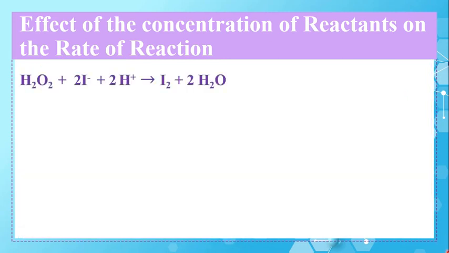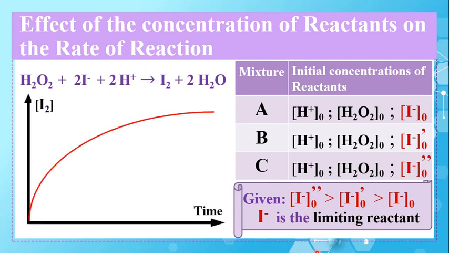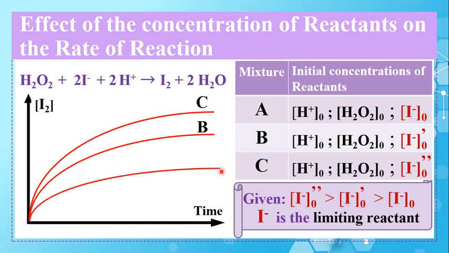For the same reaction, if I minus was the limiting reactant and not H2O2, the shape of the curve will change. How? We obtain three curves in which the final concentration of I2 in C is bigger than the maximum concentration in mixture B, bigger than that in A, since the final concentration of I2 depends on the limiting reactant, which is in mixture C, bigger than that in mixture B, bigger than that in mixture A.